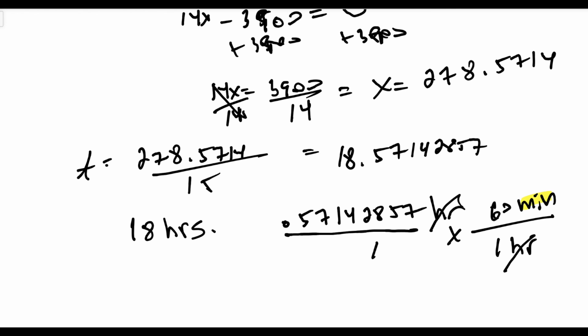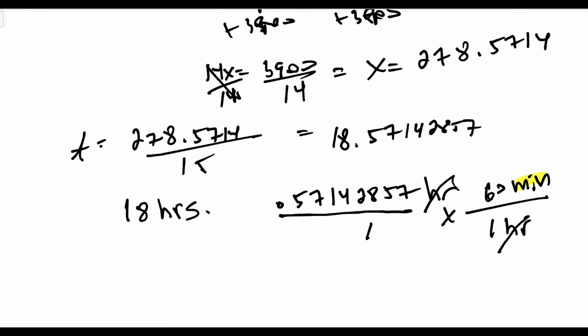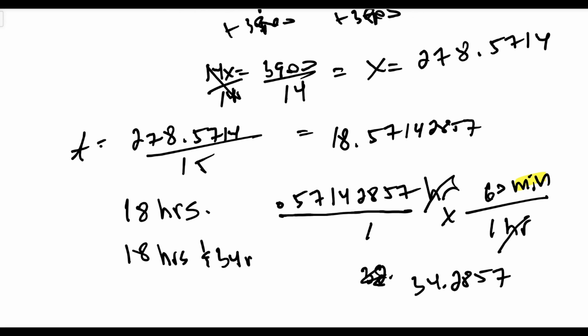Here, bring that down. Minus 18. You have to go to the right part. There. Okay, so we're there. All right, then times 60. 34.2857. I think they just went down to the minute, so it's 34. So 18 hours and 34 minutes. Does that make sense?